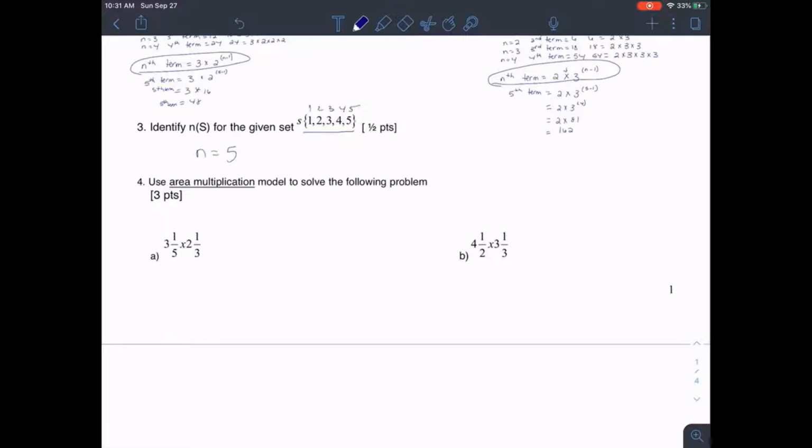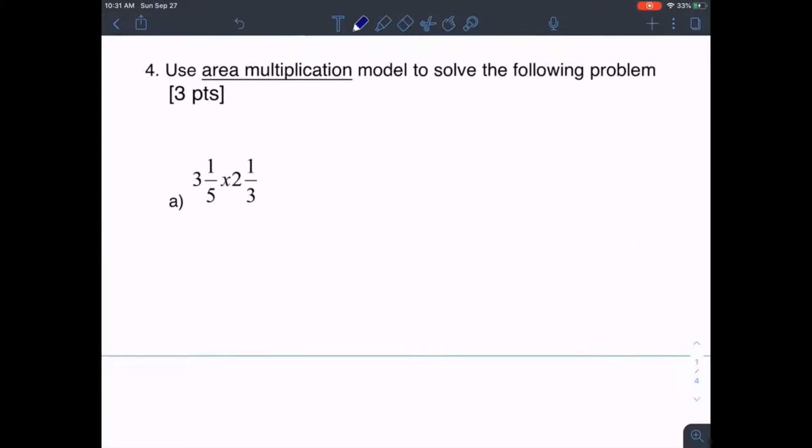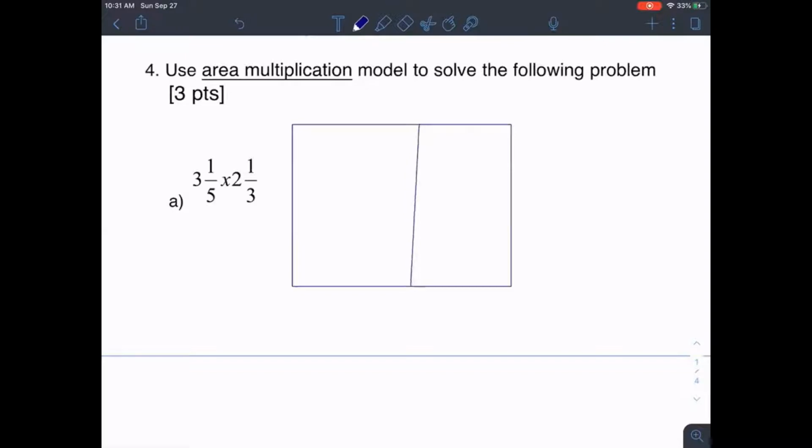All right, so now we're going to be using the area multiplication model to solve the following. So we have 3 1/5 times 2 1/3. So of course what we're going to do is make a rectangle. And we're going to divide the first side into 4 because we know it's going to be more than 3 but less than 5. All right, so we know the last column is going to be only 1/5 of that column. So we need to divide this last column into 5.